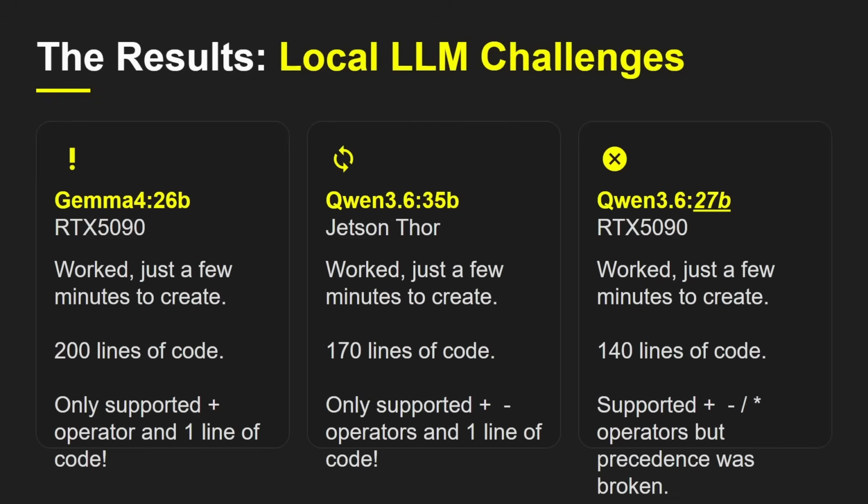Again, the same with Qwen 3.6. That worked, 170 lines of code. It actually opted to go for plus and minus the first time around. Again, it could only run one line of code.